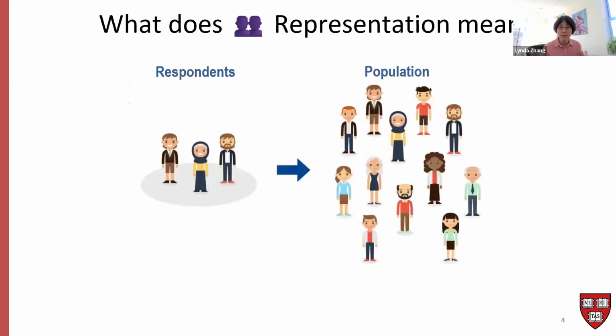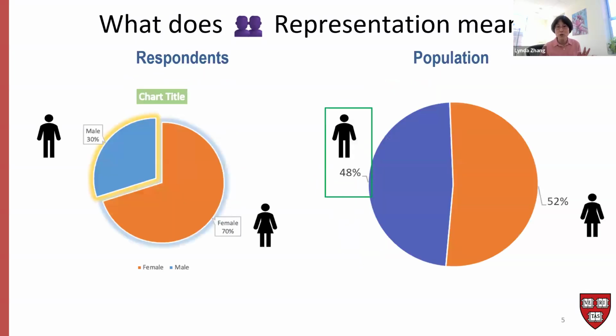So what is representation? It means that your respondents should represent your entire population in key characteristics, such as gender. For example, if you know that 48% of the population you're surveying is male, but only 30% of your respondents are male, then your respondents may not be representative. You can use a test to see if this difference is significant. And if so, then your respondents are not representative by gender. Males are underrepresented among your respondents.